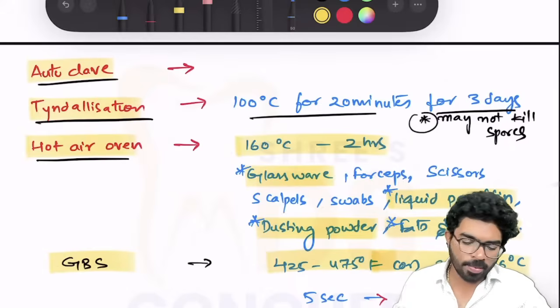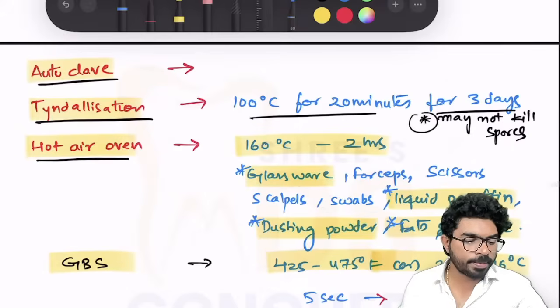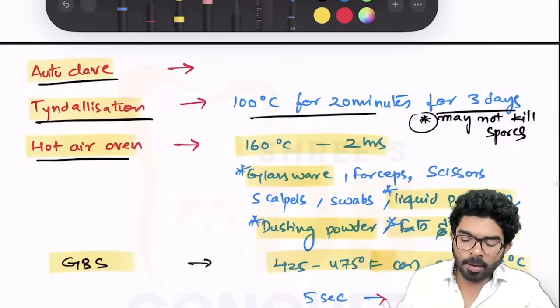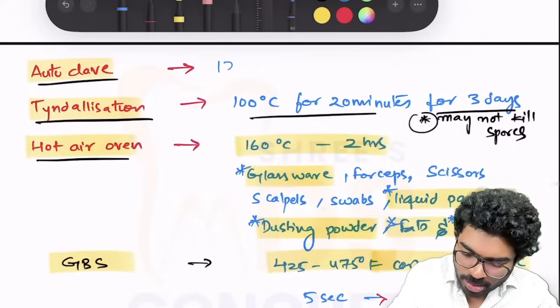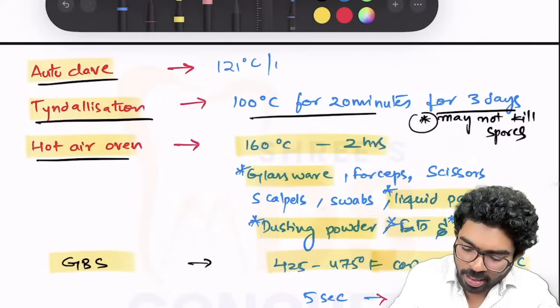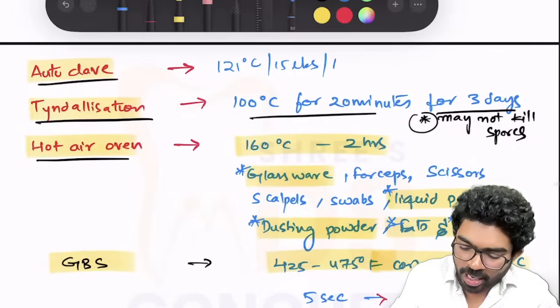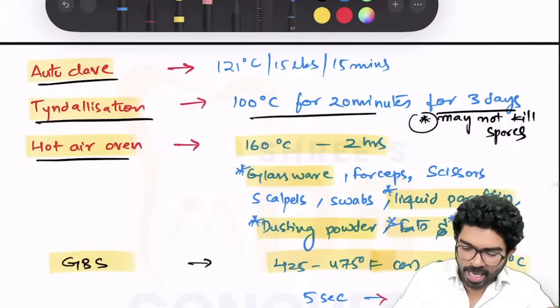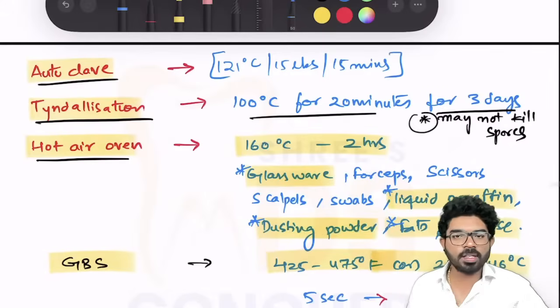So now I have autoclave. Can you tell me what the parameters of autoclave are? The standard autoclave parameters are 121 degrees centigrade, 15 lbs and 15 minutes. These are the basic standard numbers of autoclave.